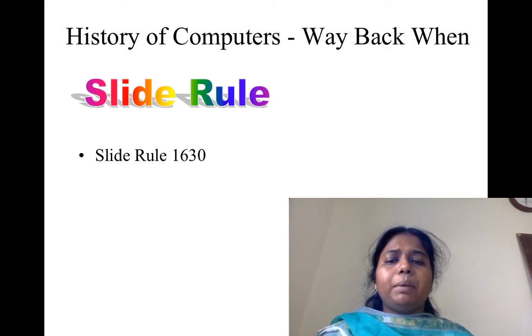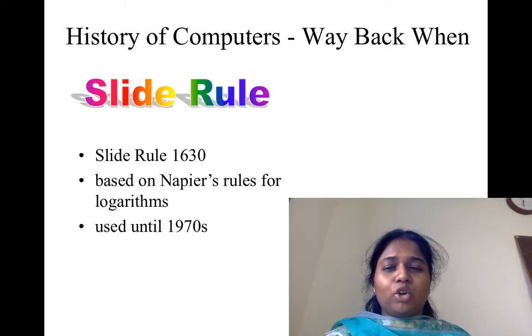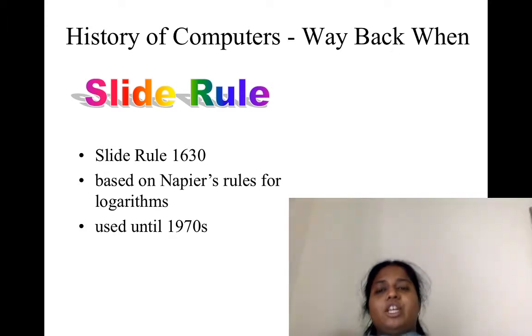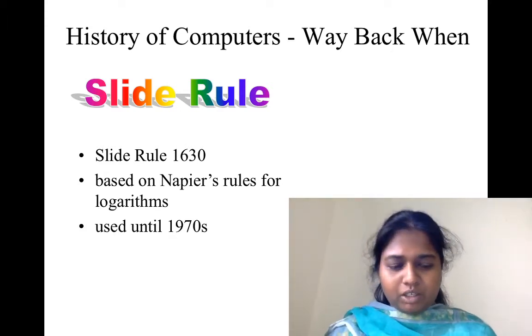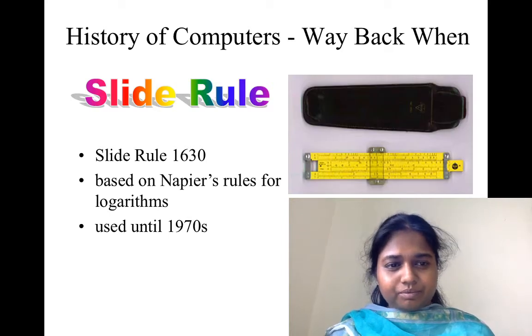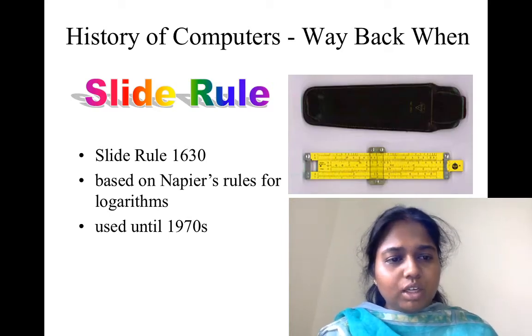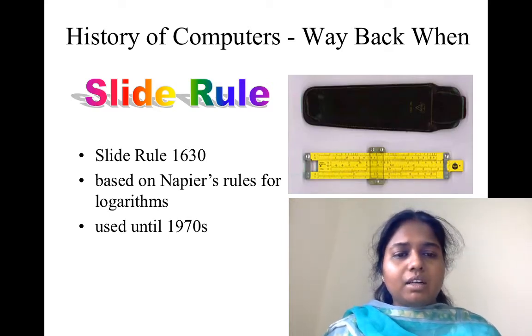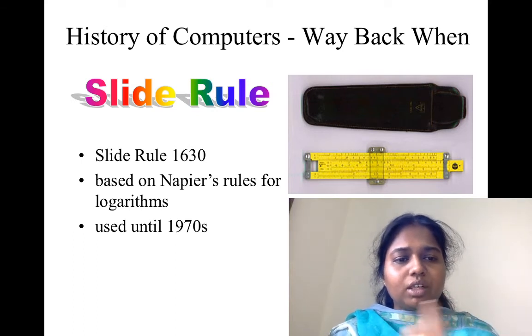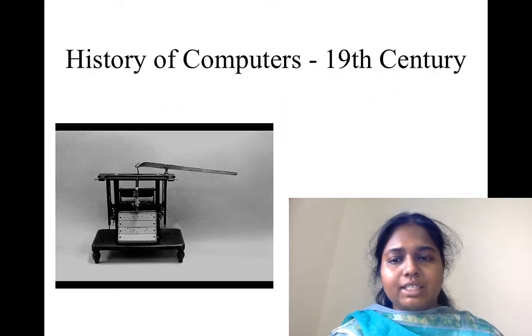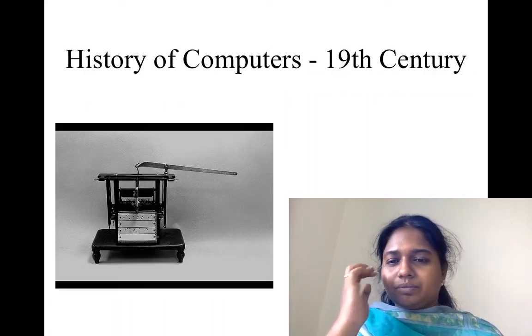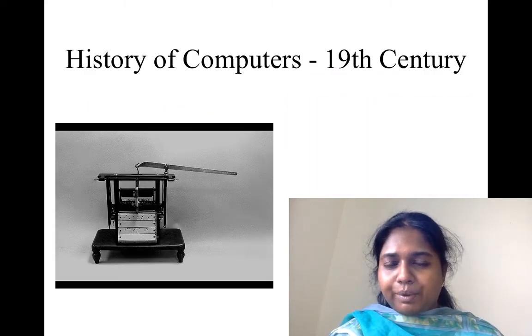And then people came up with something called a slide rule. The slide rule was based on Napier's algorithms. This is the slide rule. If you can see, people started moving the slide up and down as required to calculate products, addition, subtraction, and all that.